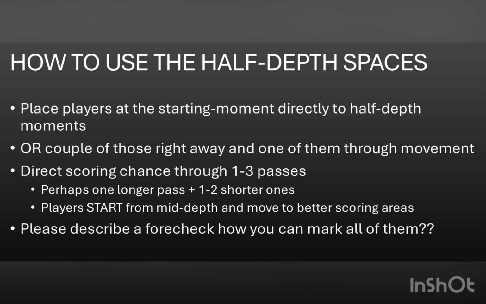So you can place the 3 highest players right away into the half-deep areas. Or a couple of those players can position themselves right away in those areas, and one moves from the lower parts of the field to provide the support into one of those channels in a movement. And then a direct scoring chance can be created with 1, 2 or 3 passes.